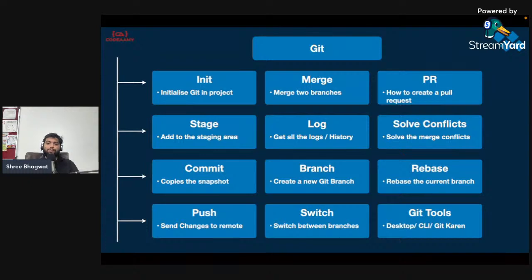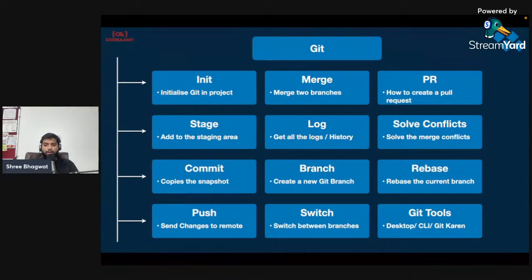The PR is called a pull request. When you have created a feature in your application and you have pushed your branch to the remote, to the main branch, then you will have to create a pull request where once you pull, that code gets merged to the main branch and it is available to everyone again.